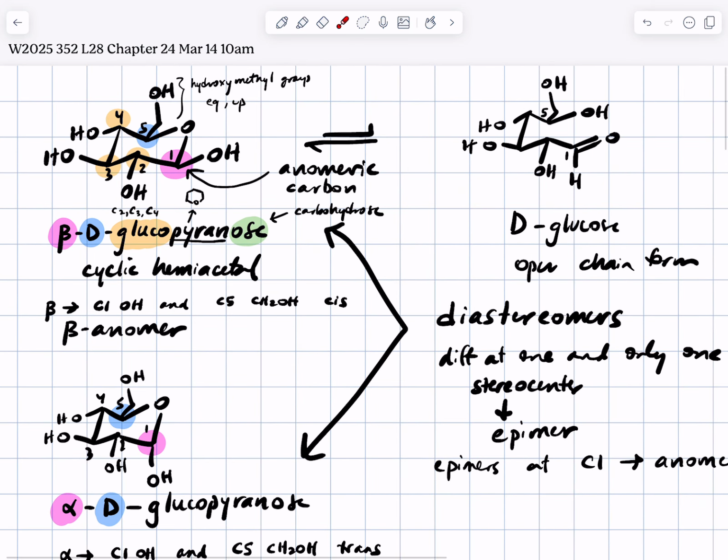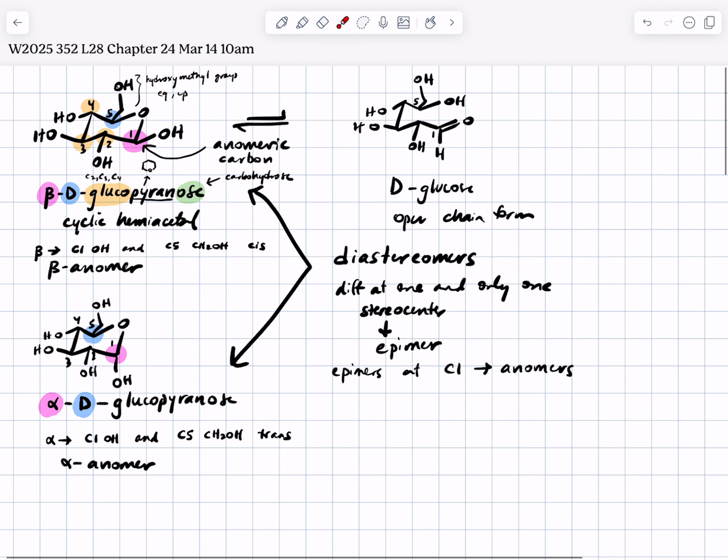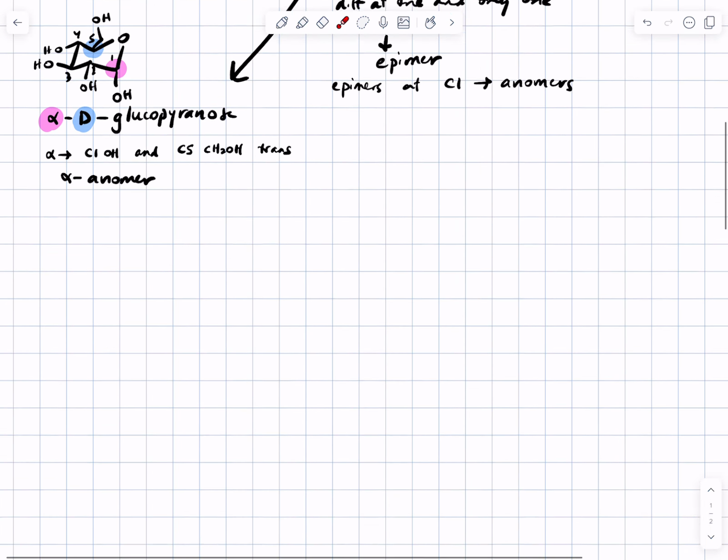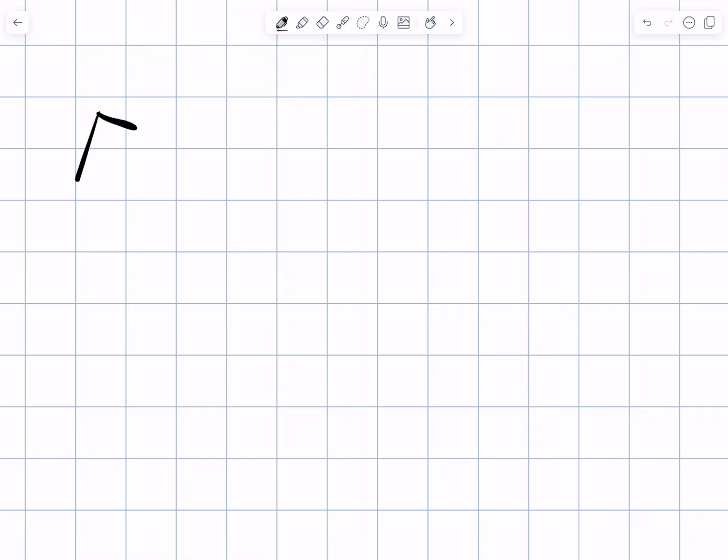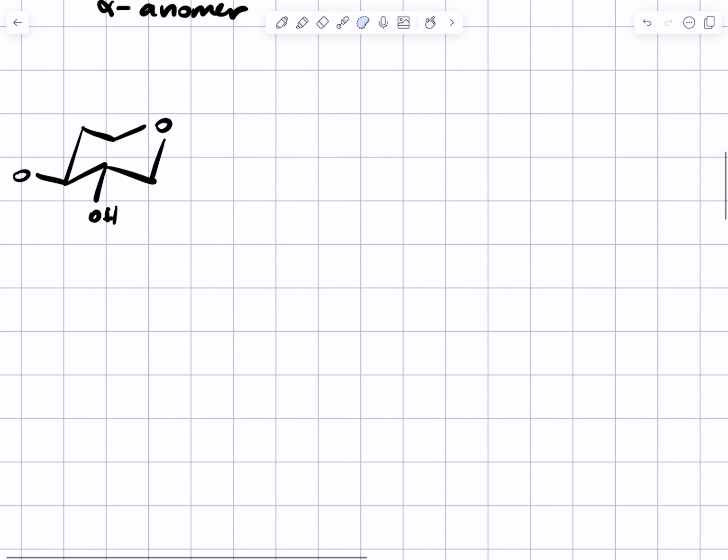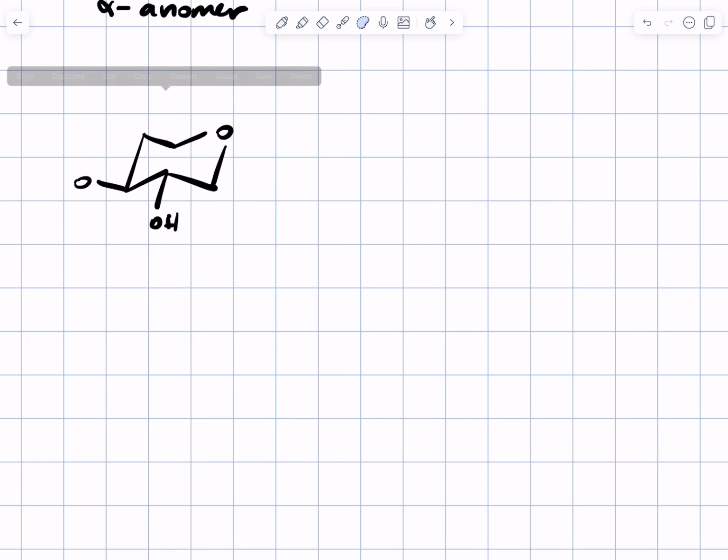Okay, so let's now talk about ring opening and interchange between alpha and beta anomers. So let's redraw beta-D-glucopyranose and show how ring opening happens. This will be a review of things from chapter 14.